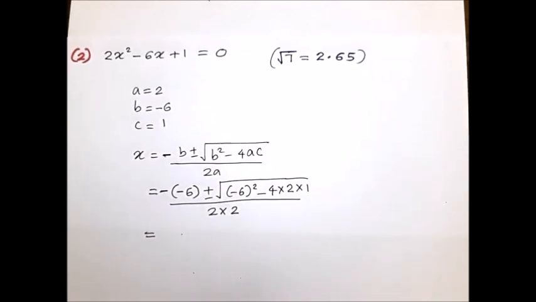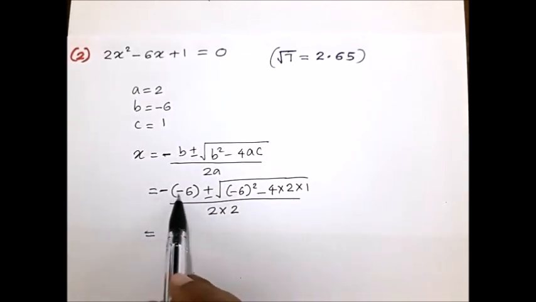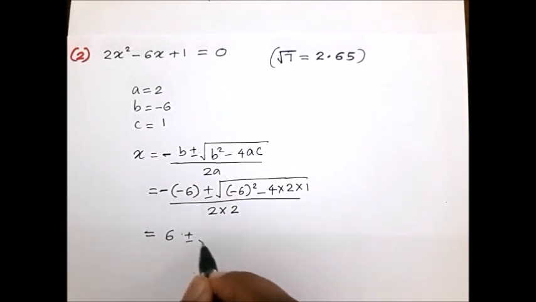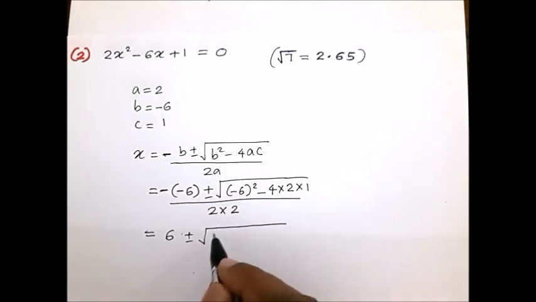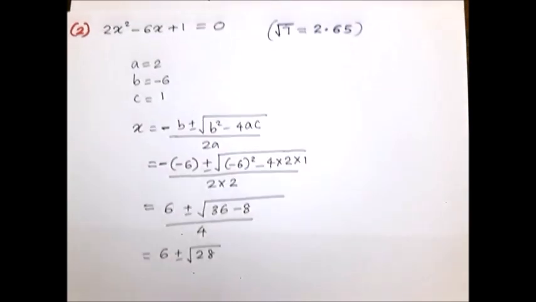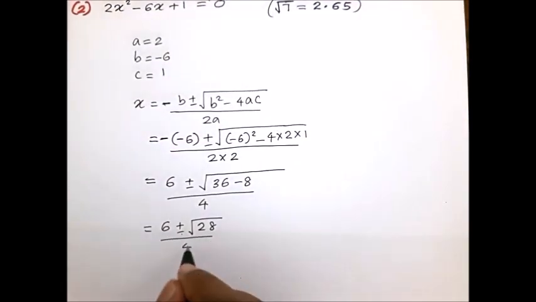Now simplify this one. Minus multiplied by minus becomes plus 6. Then minus 6 to the power 2 is plus 36. 4 multiplied by 2 is 8. Divide by 2 multiplied by 2, which is 4. Plus or minus square root of 36 minus 8. It is 28. Divide by 4.